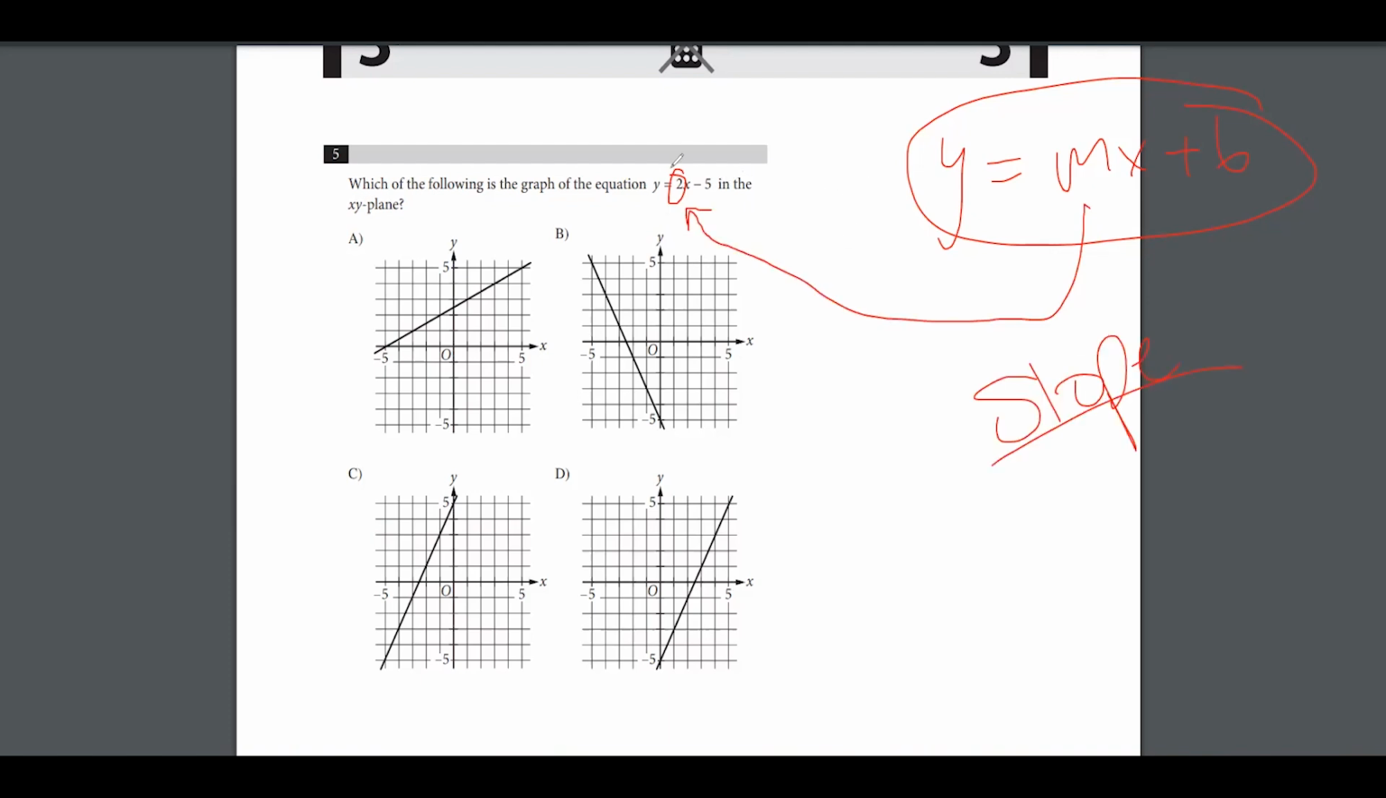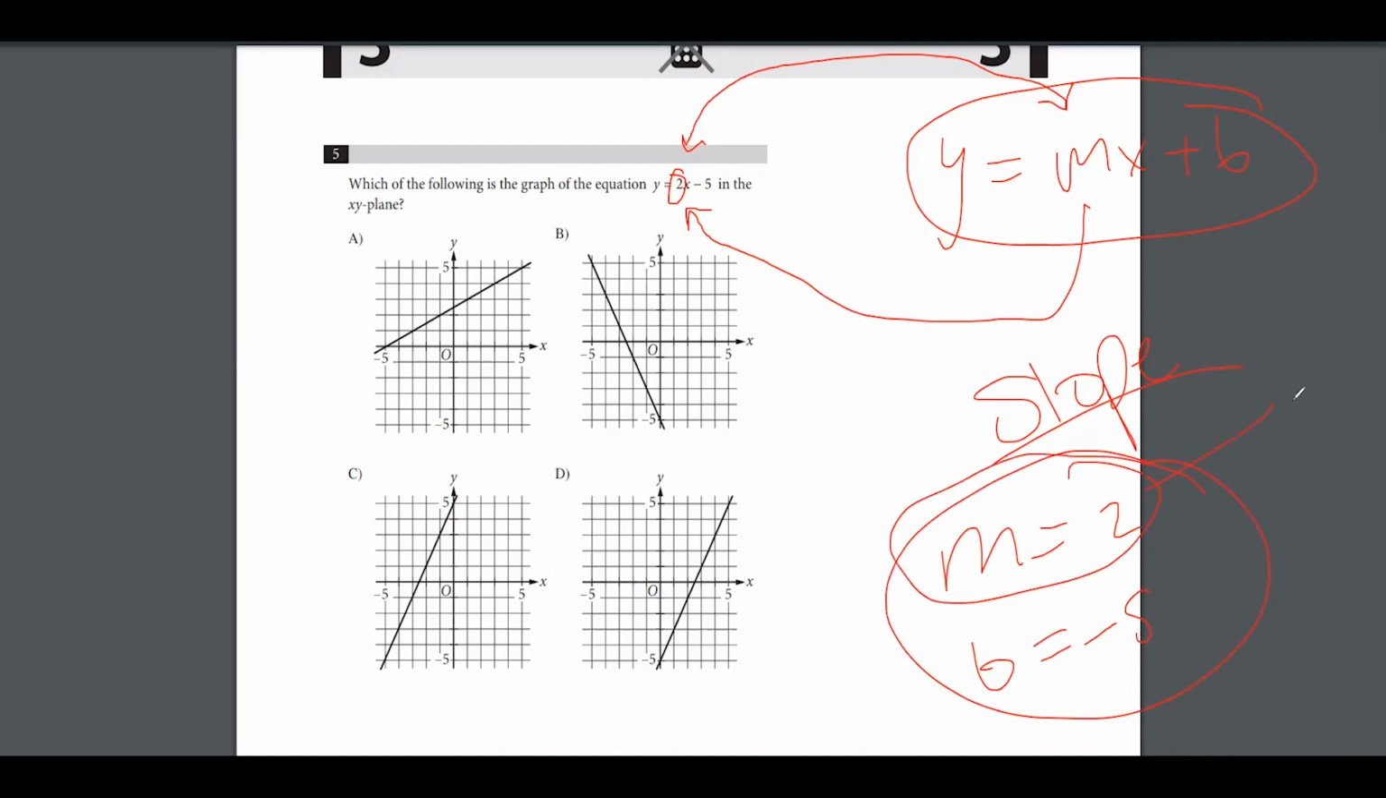M means the slope. And if you look and pattern match this onto this, what is M? 2. See how M is 2 here? Okay. So y is y, M is 2, x is x, B is -5. Does that make sense? I'll write that down. M is equal to 2, B is equal to -5. That's the first step. So is this a positive slope? Yes. So that's not a negative slope, so it's not B.